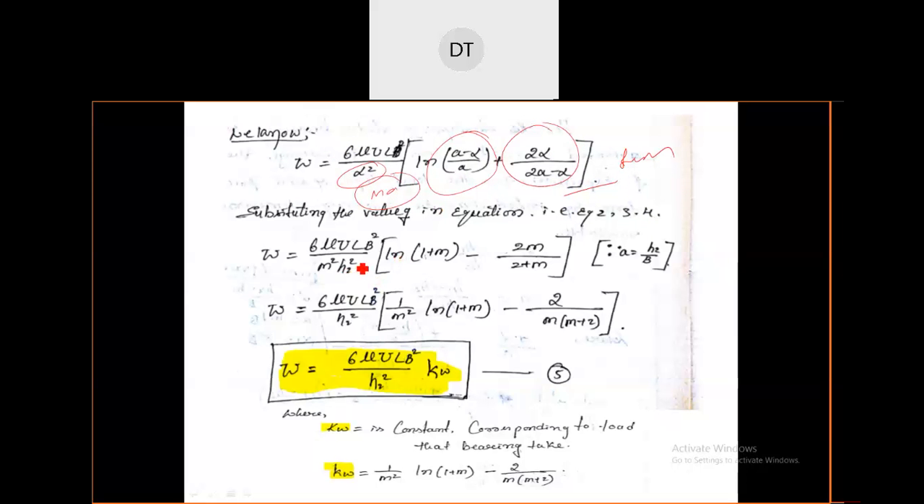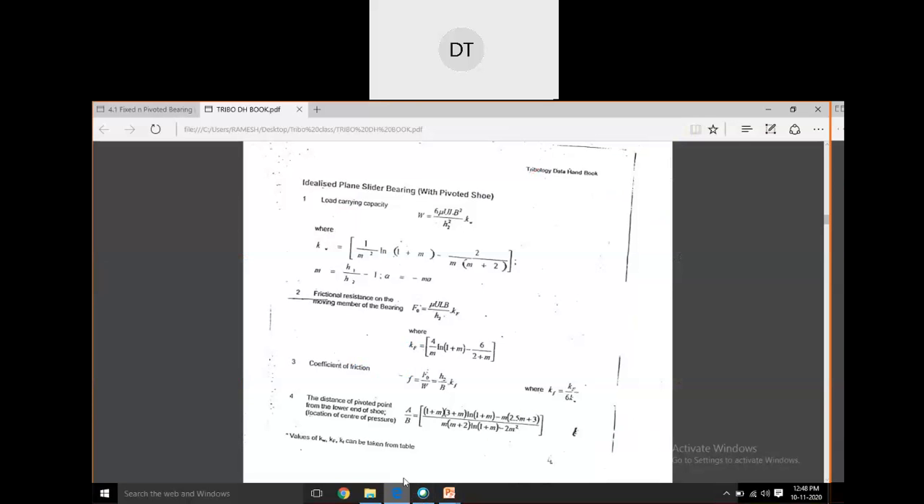See, I substituted here. I substituted this value and this value and this value, and take the common term outside. Finally, this term I separated, and only I separate 6 mu U L B square by h2 square into this term. So this term we can call KW. That you can see in the data handbook. See here, load carrying capacity, this K term, which is KW.